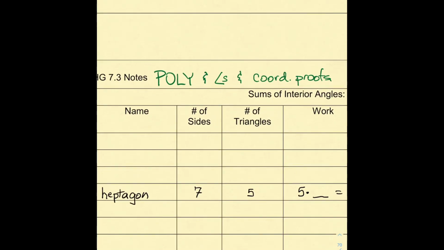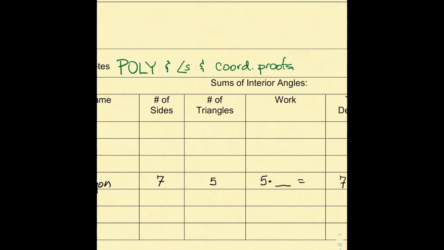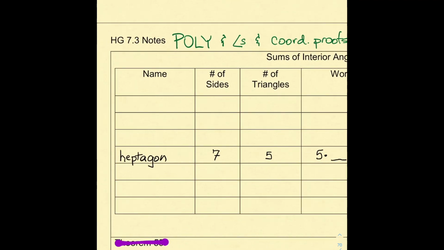7-3. We're going to talk about polynomials and angles and coordinate proofs. All three of those things. Here we go. Polynomials. Lots of different names here. You probably know most of these.